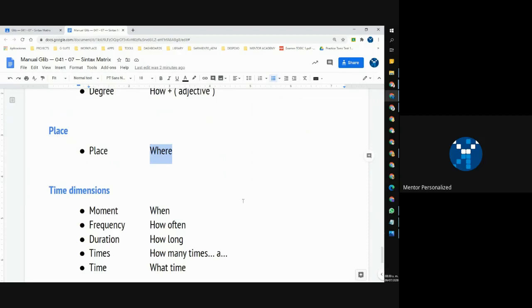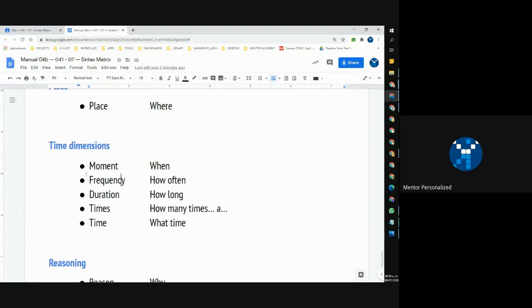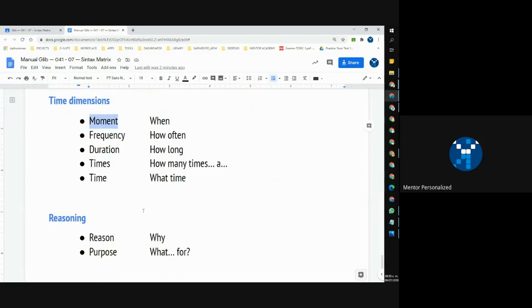So origin, I am from Querétaro. Location, I am in the office. And where I live, La Condesa. You see? Yes. Very good. And then we have time dimensions with moment. What is the question for moment?